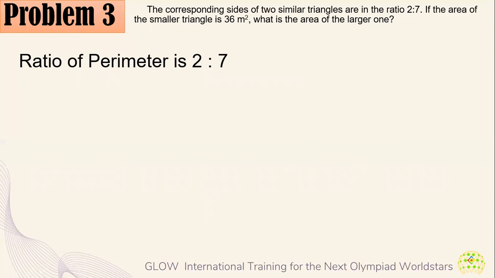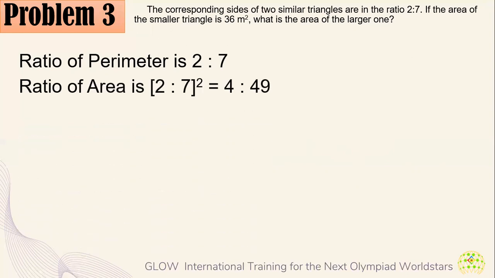But what do you think is the ratio of their areas? Is it still 2:7? And the answer is no. Remember this. The ratio of the areas of two similar triangles is equal to the square of the ratio of their corresponding sides. You can actually verify this by providing an example.